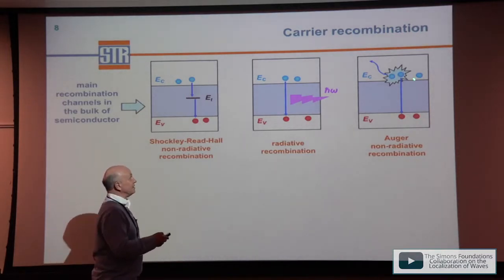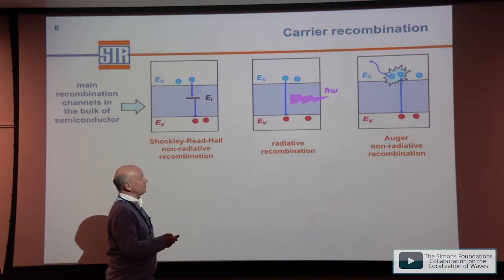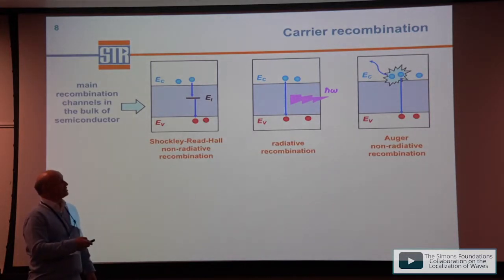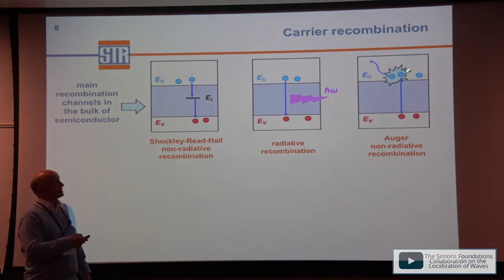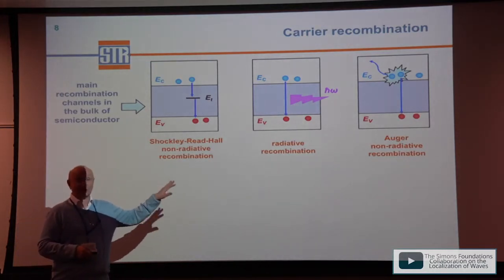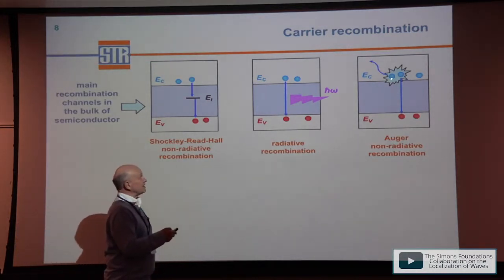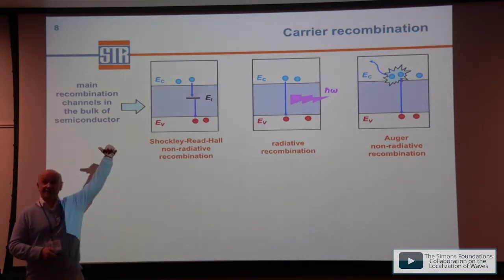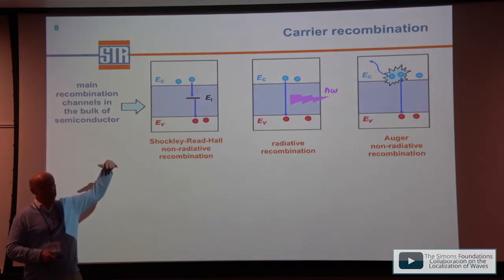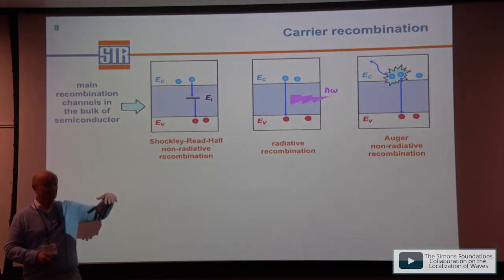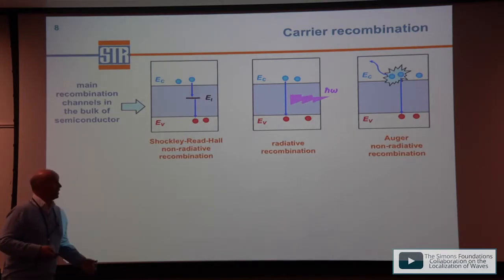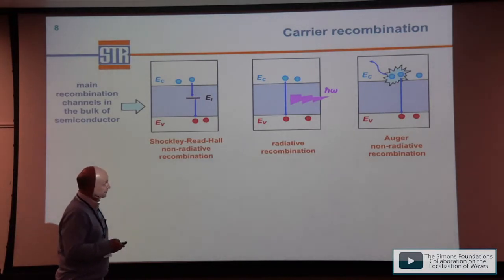In this case, an electron recombines with holes in the valence band, but the excess energy is transferred to a third particle. In this particular case, it is transferred to another electron. The electron increases its energy, and then its energy is released by cascade emission of phonons. So again, we get heat as a result, and this is also a non-radiative recombination channel.